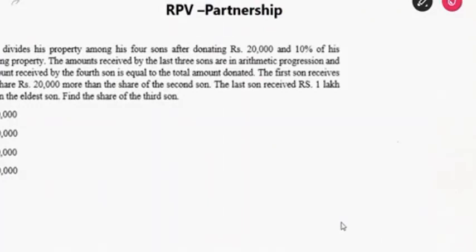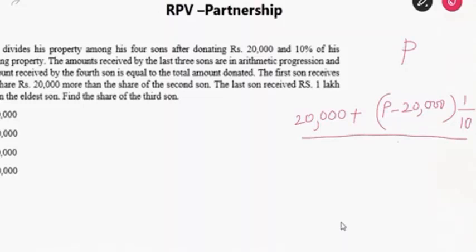Now Dinalal divides his property among his 4 sons after donating rupees 20,000 and 10% of his remaining property. Okay, now Dinalal has donated rupees 20,000 and 10% of his remaining property. Let us consider the total property as P. Now P minus 20,000 into 1 by 10 will be the 10% of his remaining property. He has donated this much part.